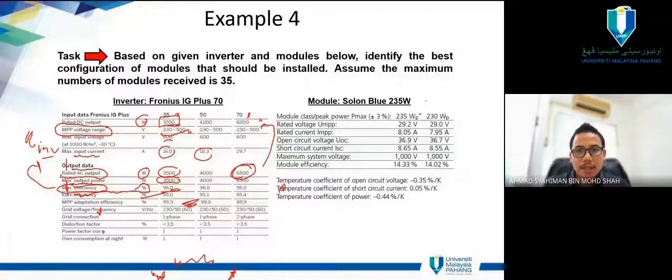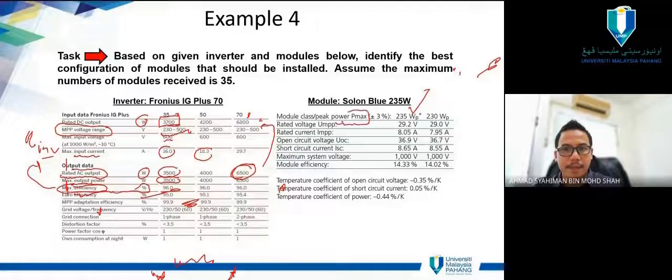Alright. So the right side one is the 235 watts of the module here. Okay. Ni saya bagi contoh peak power P max. Ini kira PMP lah ni, PMP kata plus minus 3%. What does it mean?